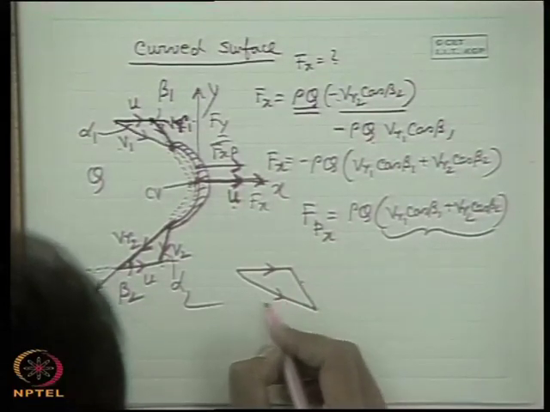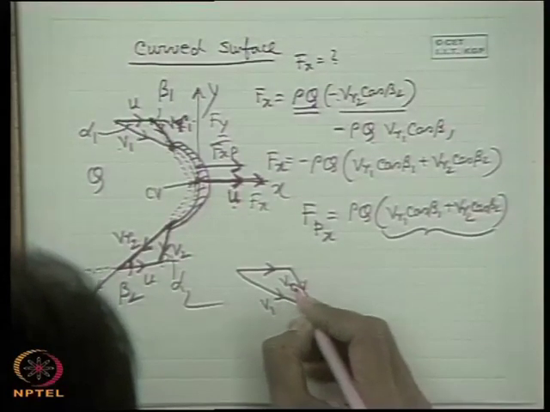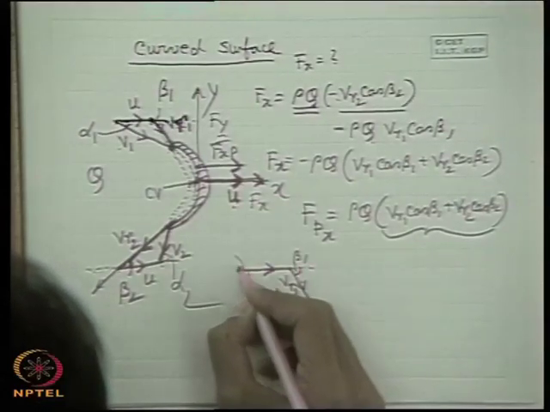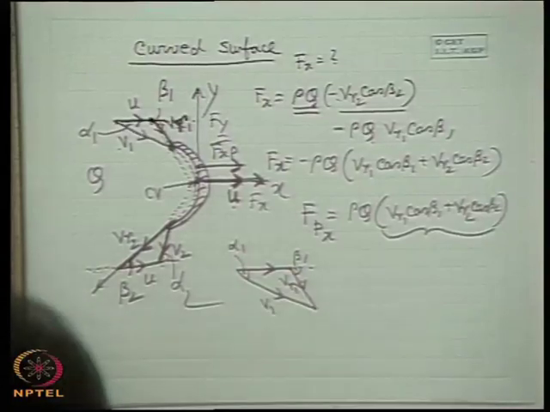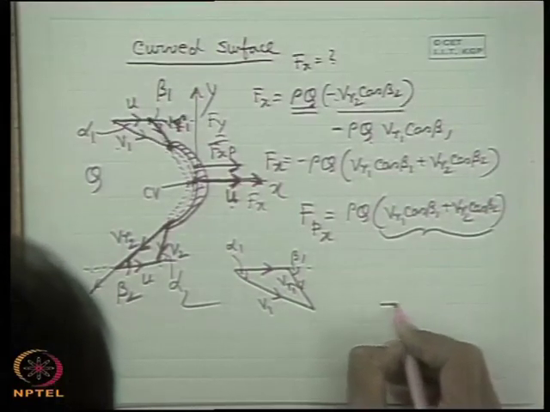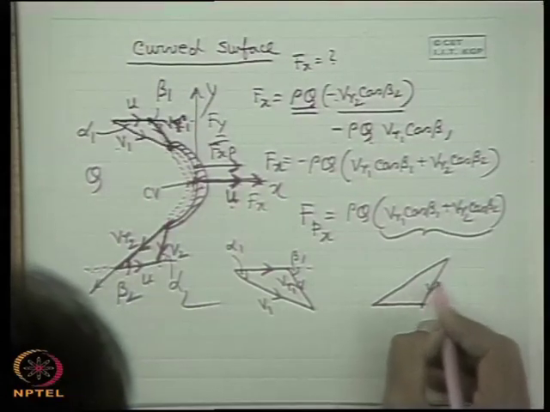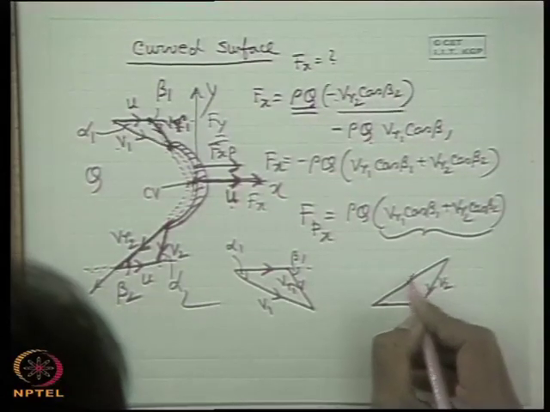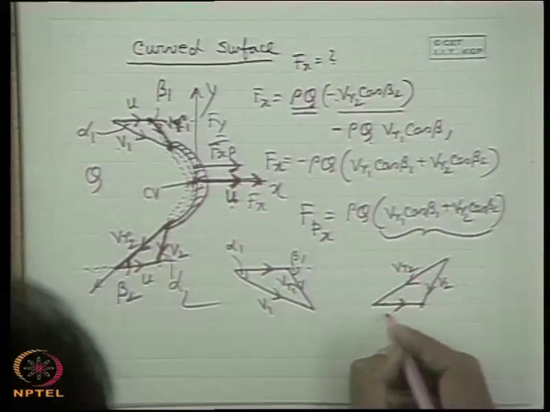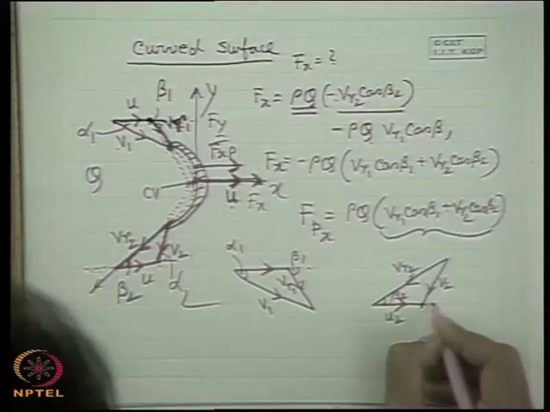This is V1 and this is Vr1. So this is beta 1, this angle, and this angle is alpha 1. And similarly the outlet triangle, if I draw it here clearly, V2, and this is Vr2, this is U2, and this is beta 2, the relative velocity's angle, and this is alpha 2.